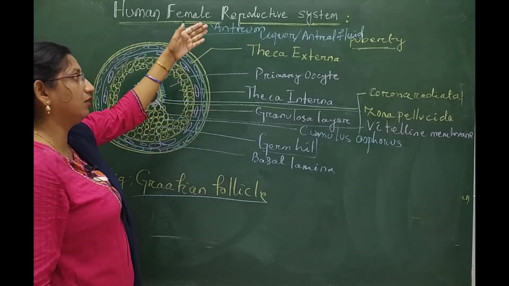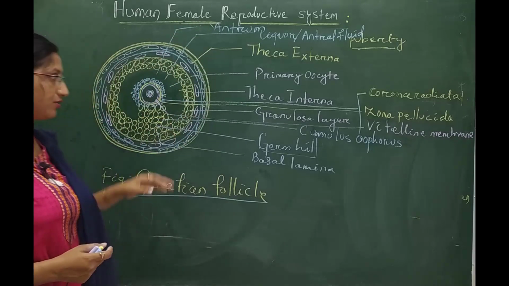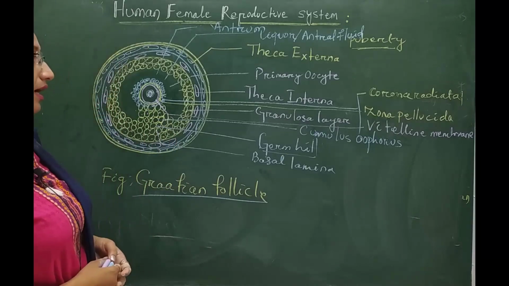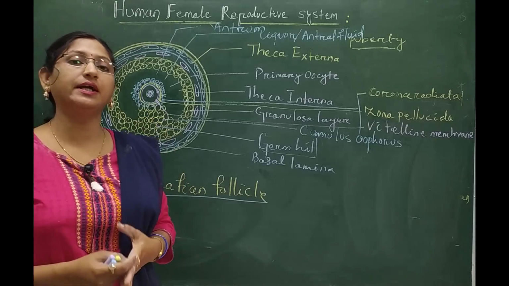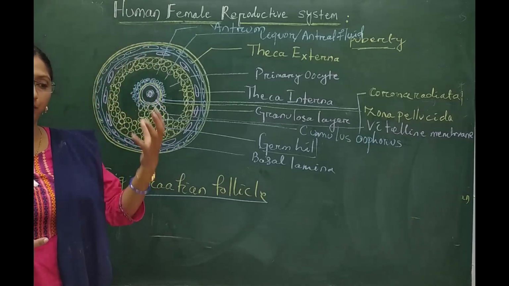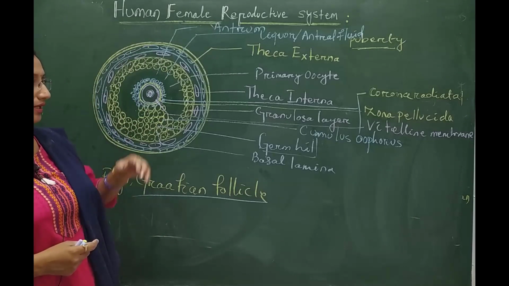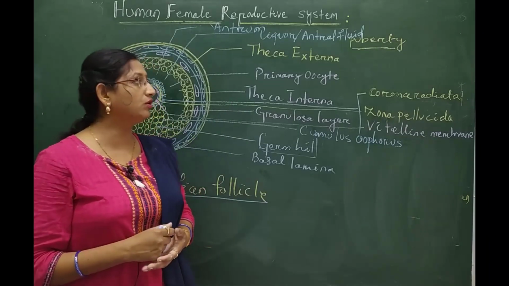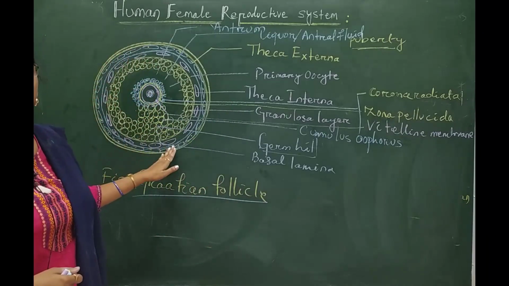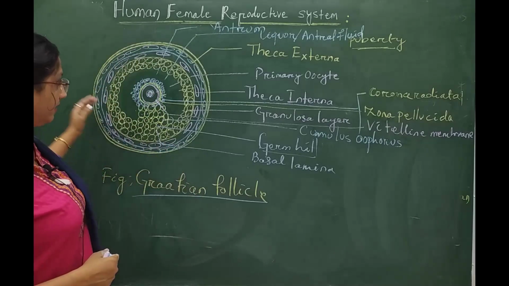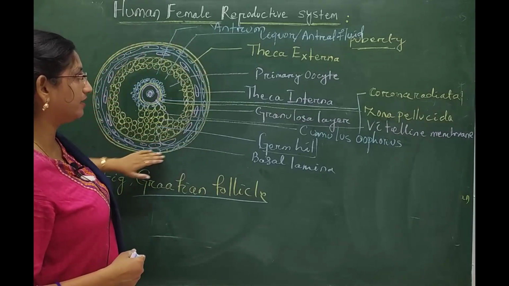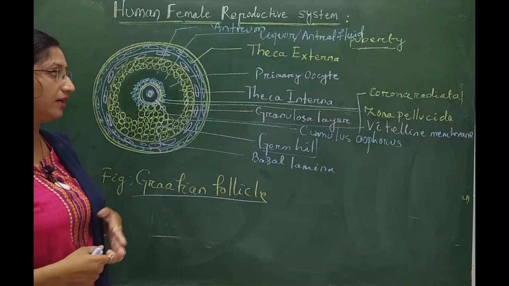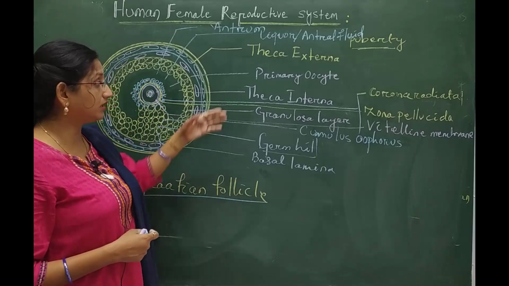The structure consists of all these parts, starting from the external. As I have told you, the Graafian follicle originates from the primary follicular structure of the ovary. They get converted into a mature structure under the influence of FSH and LH hormone, and when they mature, they look like this structure. The outer covering or outer layer is called the theca externa. Next, inner to the theca externa, another layer is found, called theca interna.